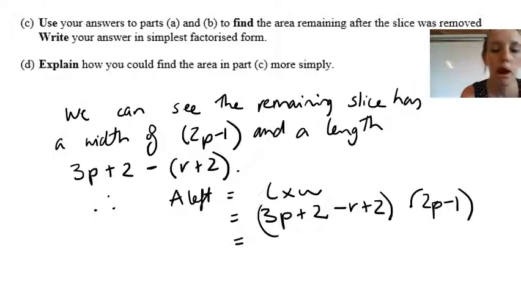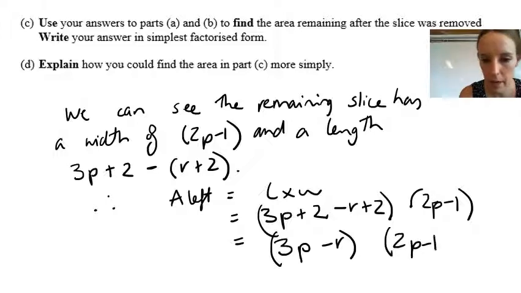And I can simplify my length a bit further. So remember, 3p doesn't have any like terms. Plus 2 take 2 is 0, so let's just take r, and this side will be 2p take 1. So that's actually the same answer as we got before, just a much simpler way of getting there. So that's how I could find the answer a little bit more simply without using that factorized form, but without using the highest common factors.